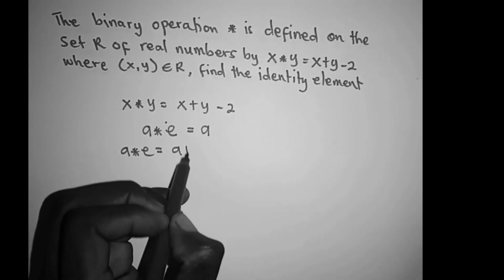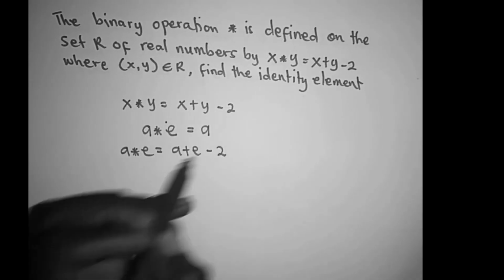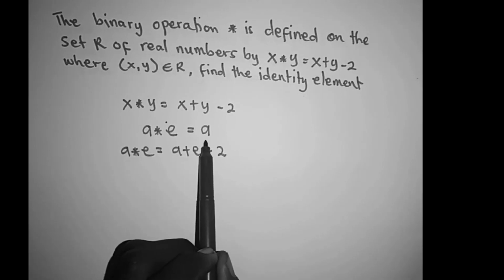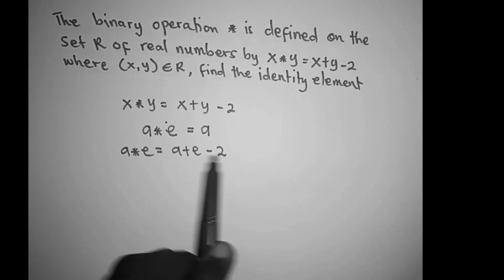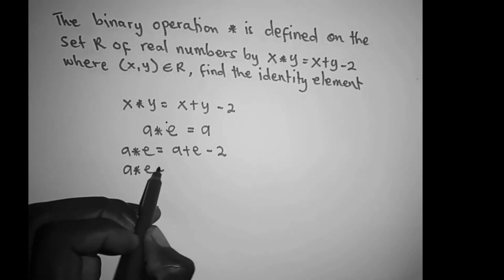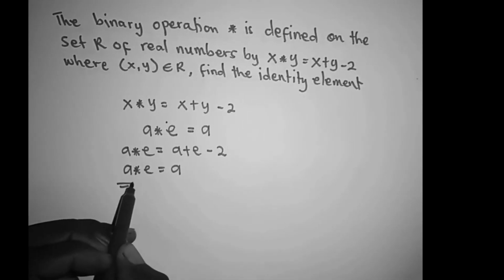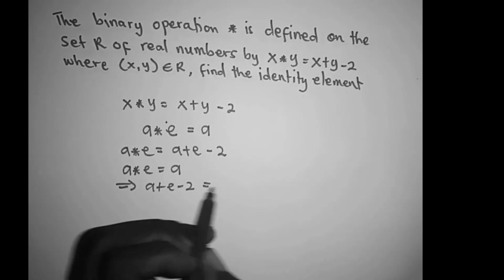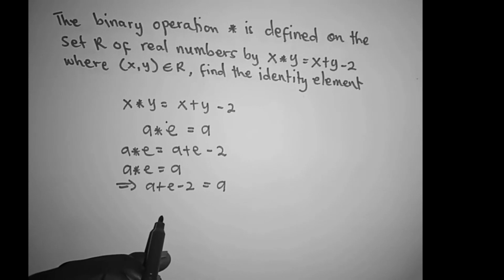So a operation E equals a plus E minus 2. But we said that the identity element, anytime we use it on an operation, we should get back the original number. So a operation E equals a. This implies that a plus E minus 2 equals a. So let's look for E.